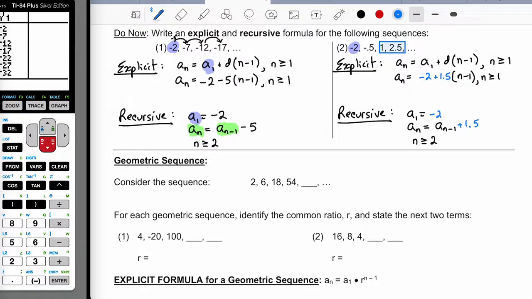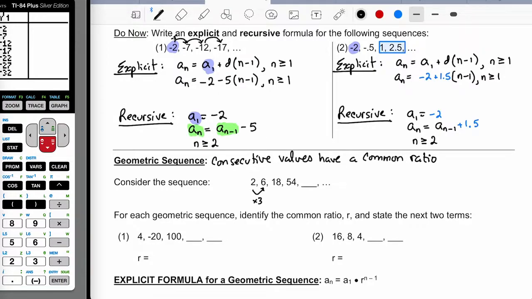But the geometric sequence, consecutive values have a common ratio. All right, so that means that you could multiply any value in the sequence by the same number and you'll get the next term of the sequence. All right, sometimes that number is positive, sometimes that number is negative. But in this sequence, it's pretty easy to see that we're multiplying by 3.